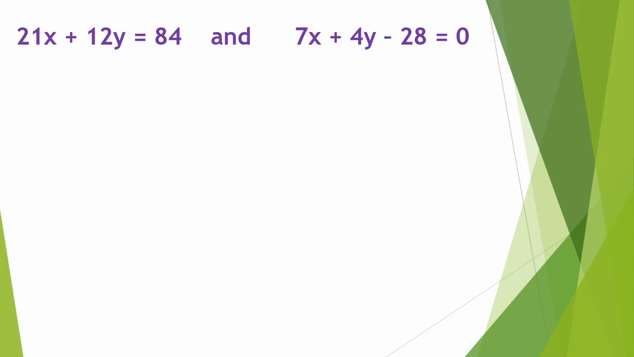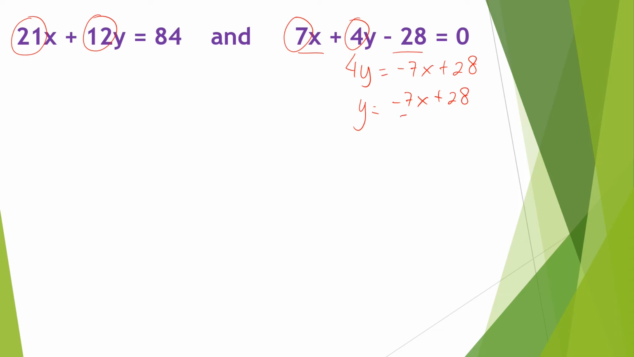Look at the coefficients first: 21, 12, 7, 4. Which one is the smallest? Yes, good, 4. So just use this one to substitute for y. The others, 7x and minus 28, move to the right side. So it becomes minus 7x plus 28. y equals minus 7x plus 28 per 4.